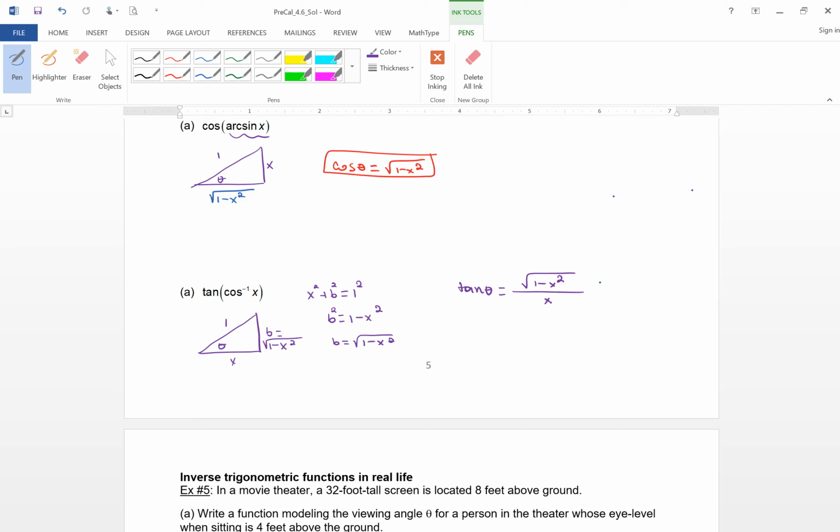Okay, so the inverse cosine of this is x, right? That means I have an angle theta. The cosine is x. Cosine is adjacent over hypotenuse. Adjacent over hypotenuse is x over 1, x. Okay?